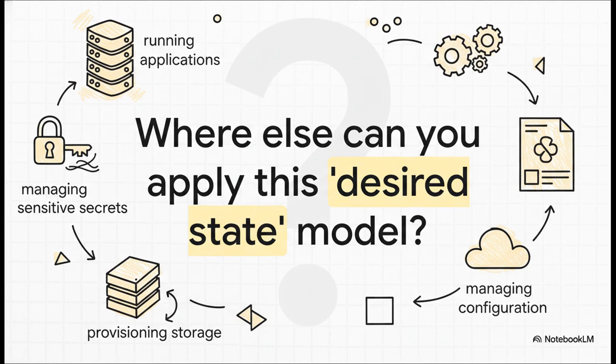And this is just scratching the surface. This powerful desired state model applies to so much more than just running pods. It's how you manage configuration, handle secrets, provision storage, the whole shebang. So the question I want to leave you with is this. Where else in your own projects can you stop micromanaging the individual pieces and start declaring the resilient system you actually want to build?